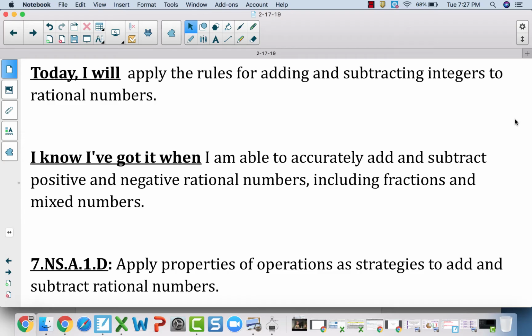The only thing that's a little bit different with this lesson is we're going to have more fractions, mixed numbers, things like that. Okay? I know I've got this when I am able to accurately add and subtract positive and negative rational numbers, including fractions and mixed numbers. And our standard is 7.NS.A.1.D. Apply properties of operations as strategies to add and subtract rational numbers.